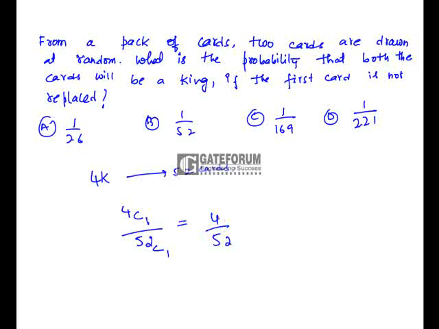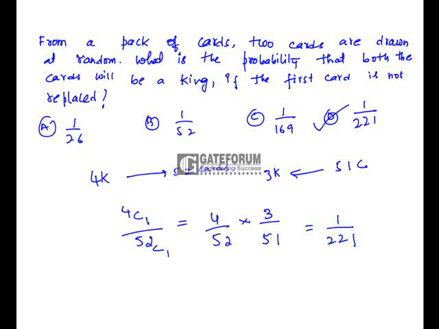This is in the first pick. But in the second pick, what is he saying? The card is not replaced. If the card is not replaced, there will be only 51 cards here and 3 kings, because already we have taken 1 king. So what is the probability? The next probability will be 3 by 51, which is nothing but 1 by 221.